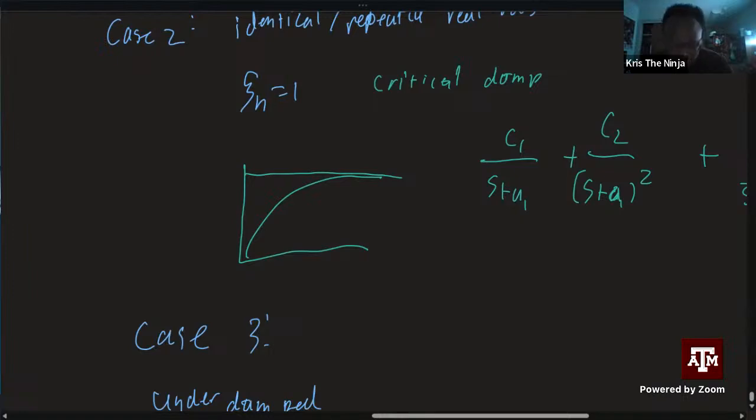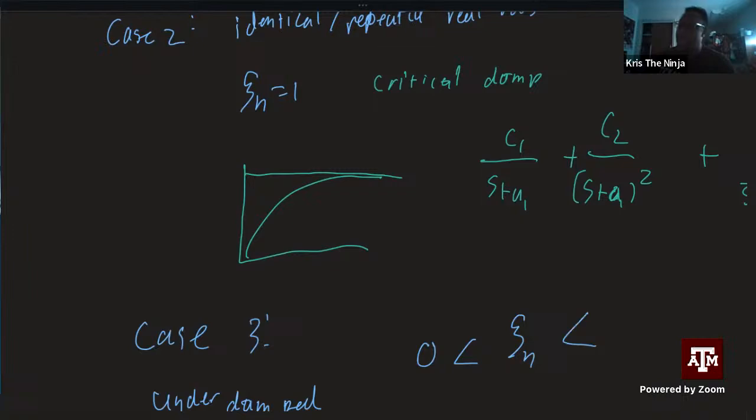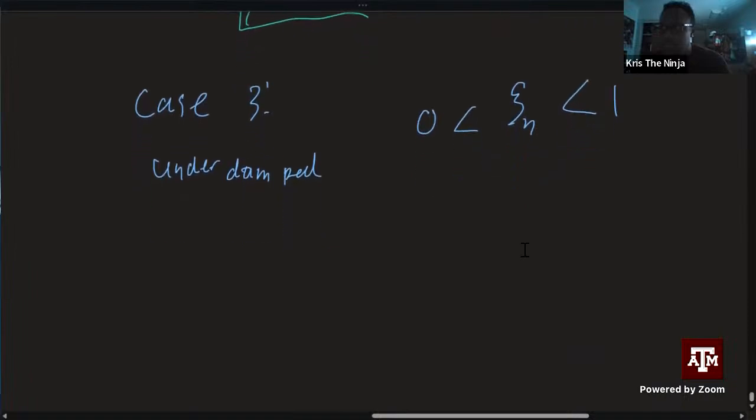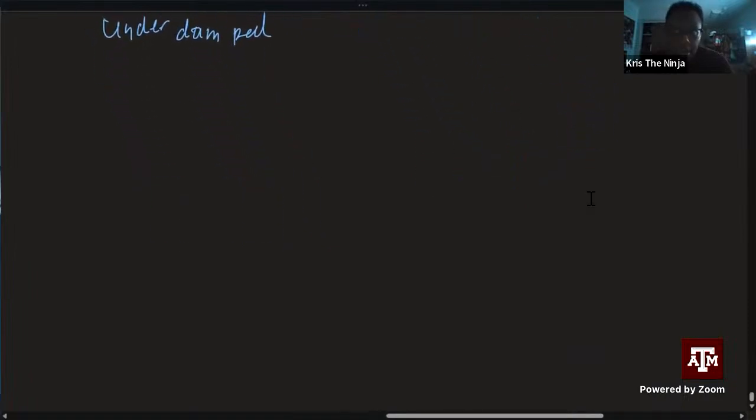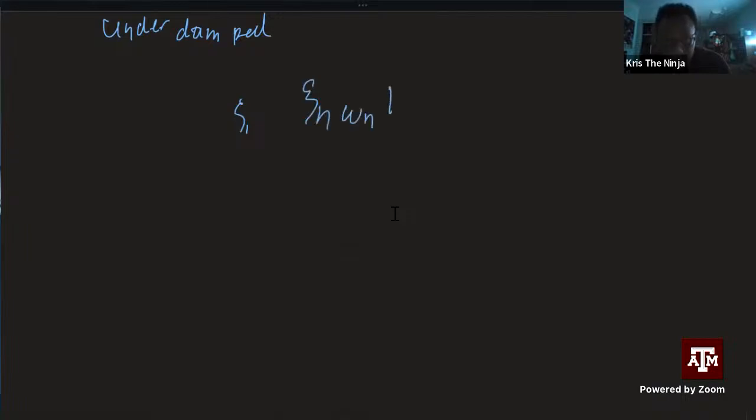That's when you have 0 less than zeta n, and zeta n is less than 1. So you can't have zeta n be less than 0. But if it's between 0 and 1, it's underdamped. This has the fastest response time, but it has quite a bit of wiggle with it. So this is where you'll start getting into an S1 value where you have negative zeta n omega n plus j omega n times the square root of 1 minus zeta n squared.